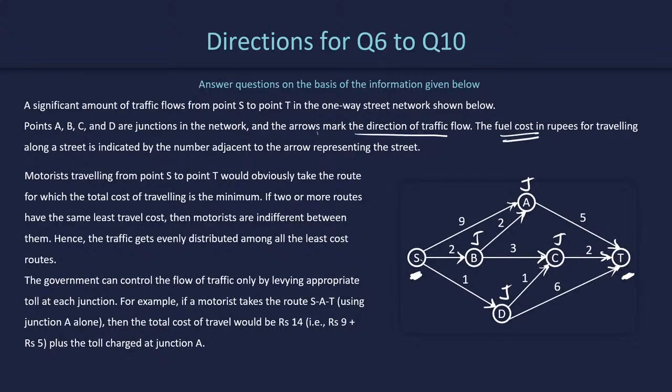The fuel cost, गाड़ी चलाओगे तो पेट्रोल खर्च होगा ना भाई. So the fuel cost in rupees for traveling along a street is indicated by the number adjacent to the arrow represented on the street. So ये जो 9, 2, 3, 1 ये सब दिख रहा है, ये है how many rupees is spent when going from one particular point to the other. जैसे S to A जाने में 9 रुपए का खर्चा आता है पेट्रोल का. ठीक है.